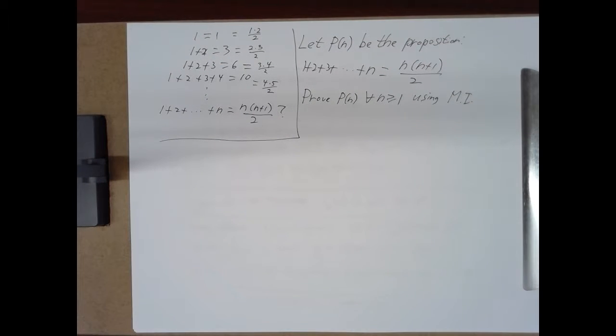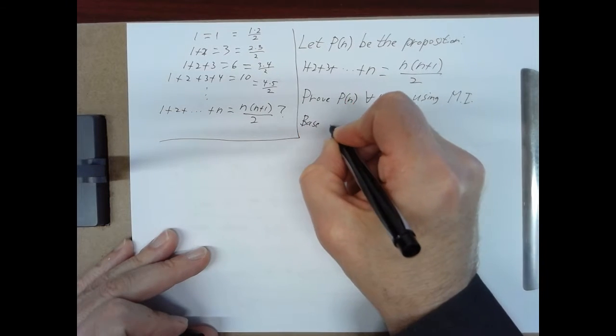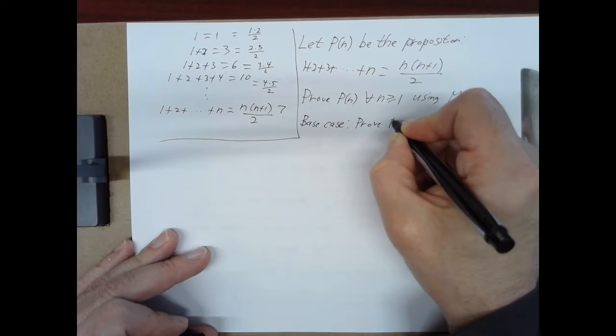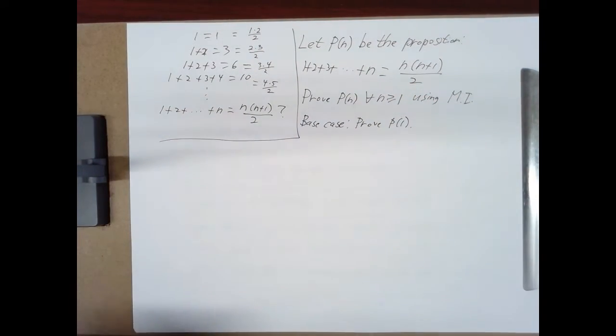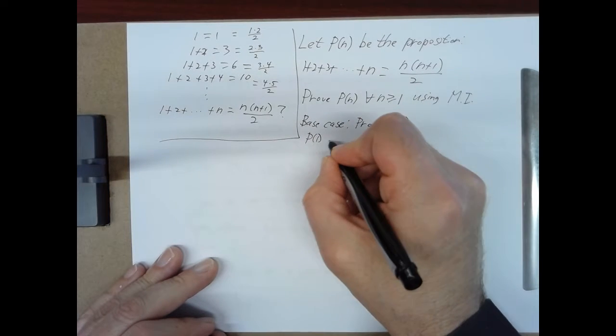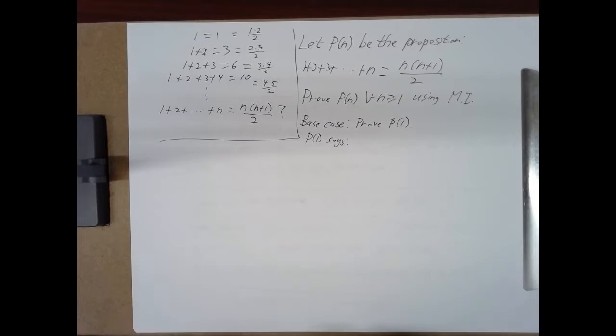Well, to apply mathematical induction, we need two things. We need a base case and we need an inductive step. So base case, we want to prove P of 1 is true. Well, what is P of 1? What is the statement of that proposition? What does P of 1 actually say?